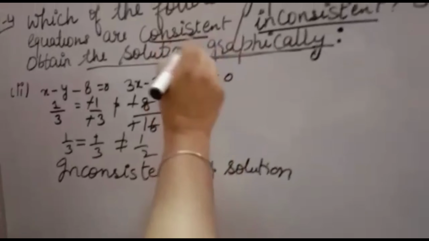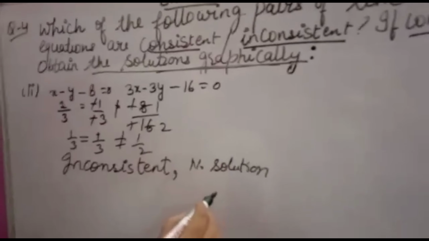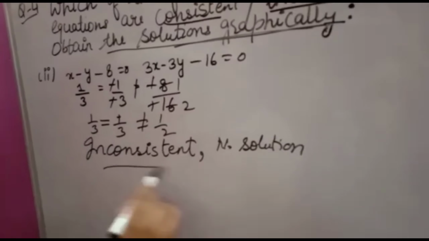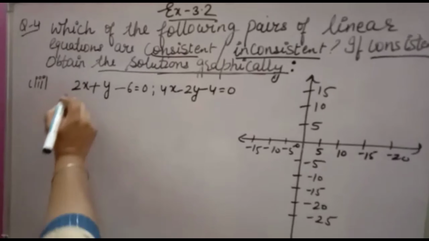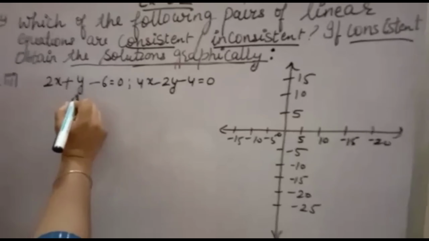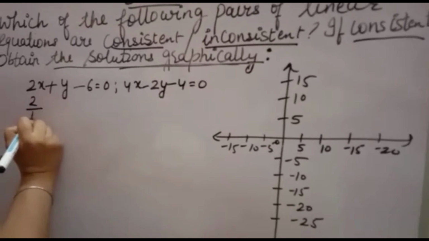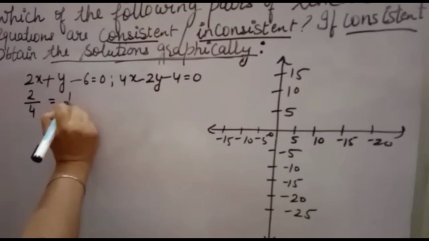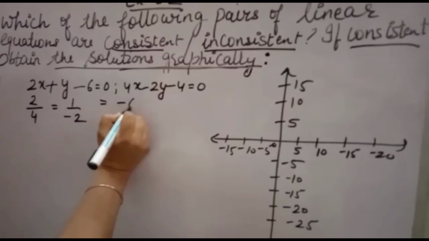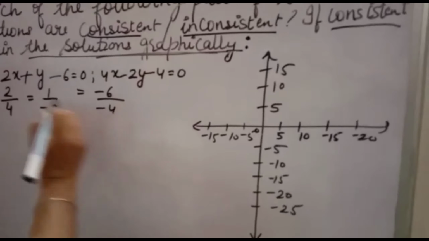They are saying if consistent, then only you have to solve graphically. So this you have to leave here, answer. Now you see the third part, 2x plus y minus 6 equal to 0 and 4x minus 2y minus 4 equal to 0. Again you will find the ratios.